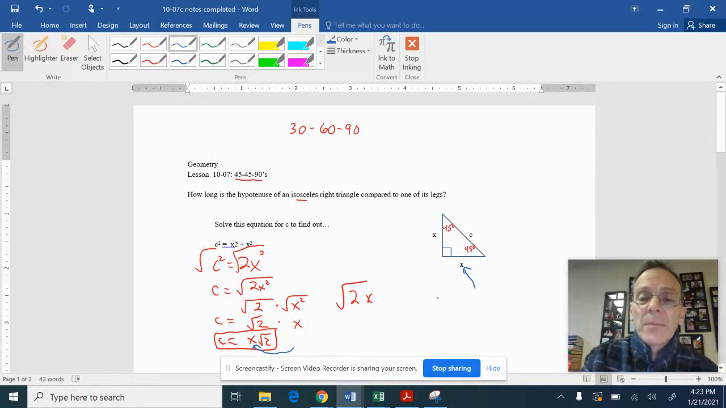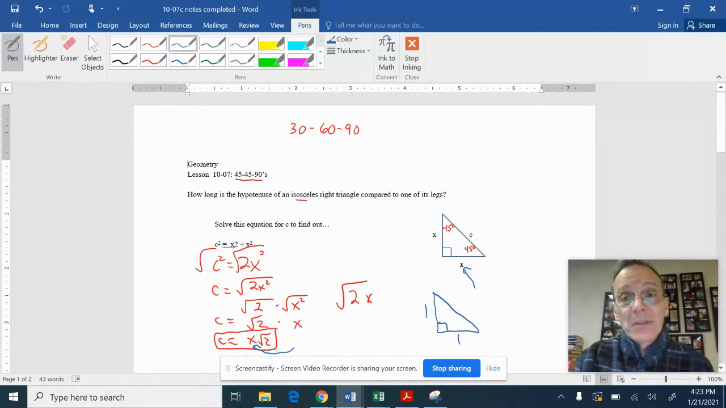So let me give you one specific example with actual numbers in it instead of all of these variables. Okay, let's imagine an isosceles right triangle where both of the legs are each 1. Okay, so then what would the hypotenuse be? Well, it would be that leg length, 1, times the square root of 2. Now, I could write 1 radical 2, but we don't do that in high school.